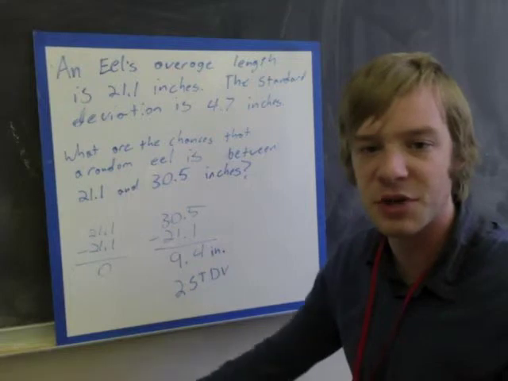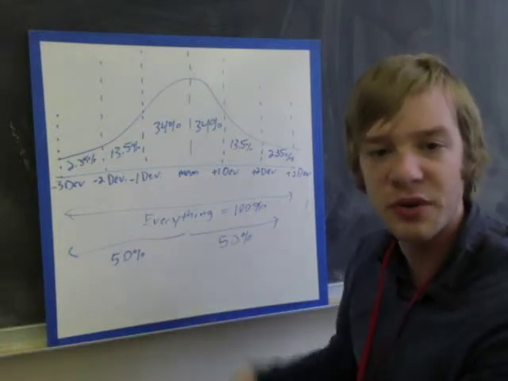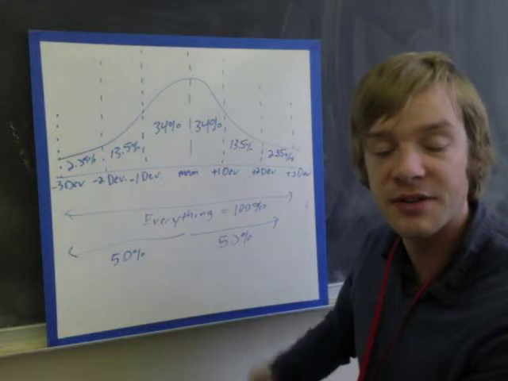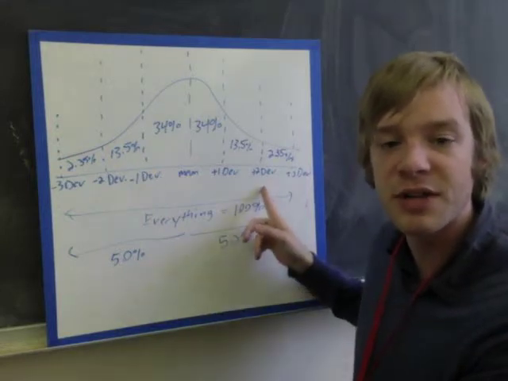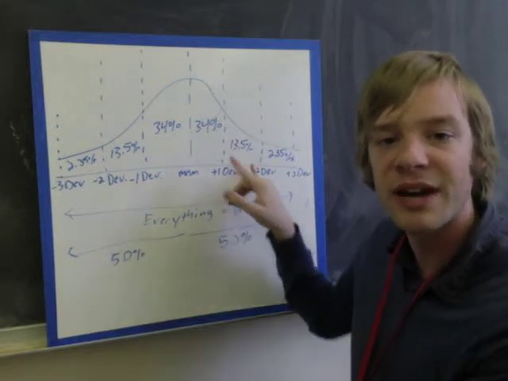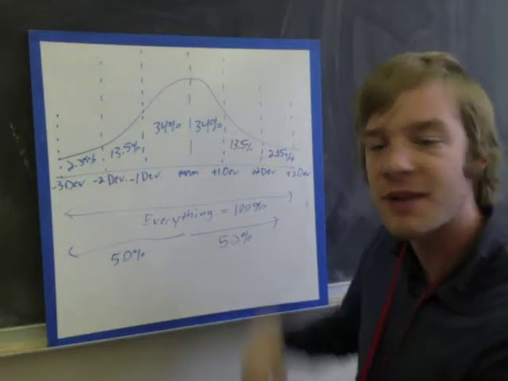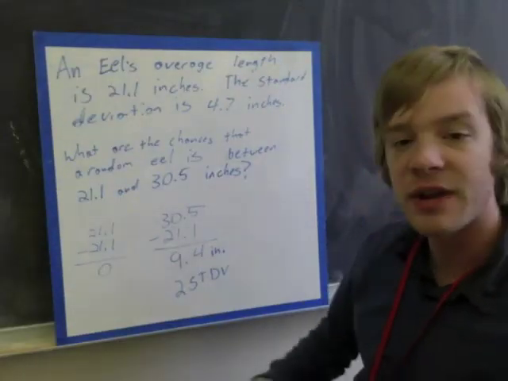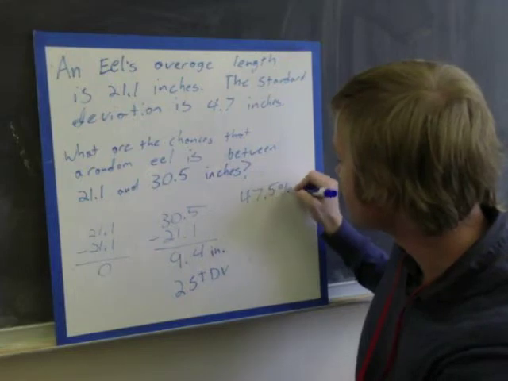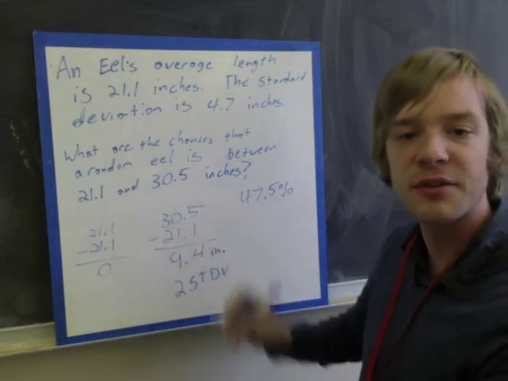So I'm going to pull this last chart back up. So we said originally, when we subtracted the 21.1 minus the 21.1, we got 0, that was right at our mean. So that means one side is right here, and we said that we were 2 standard deviations away on the high end. So for the 30.5, we were basically right here. So that means that we're asking, what is the probability the randomly selected eel is in between this and this? Well, all we have to do is add up our 2 probabilities here. So 34 plus 13.5 should give us 47.5. So that means we have a 47.5% chance that a randomly selected eel is going to be between 21.1 inches and 30.5 inches.